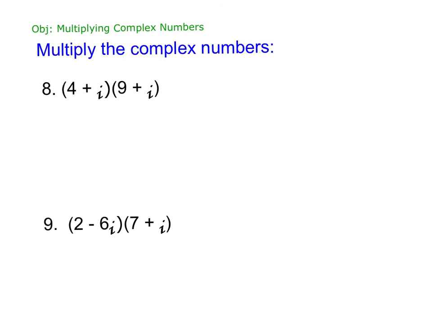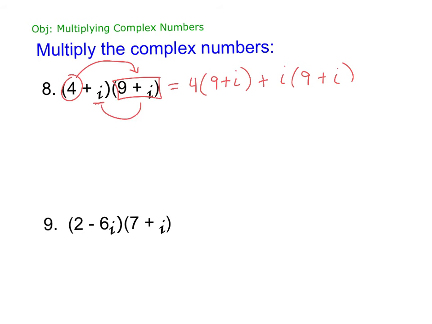All right, we're going to get a little harder now. So this is double distributing. Who remembers how to double distribute? So we distribute the 4, right? So we're going to do 4 times 9 plus i, and then i times 9 plus i. So remember, we're distributing the 4 to the whole thing, and then we distribute the i to the entire thing. So multiply through: 36 plus 4i. i times 9 is 9i plus i squared.